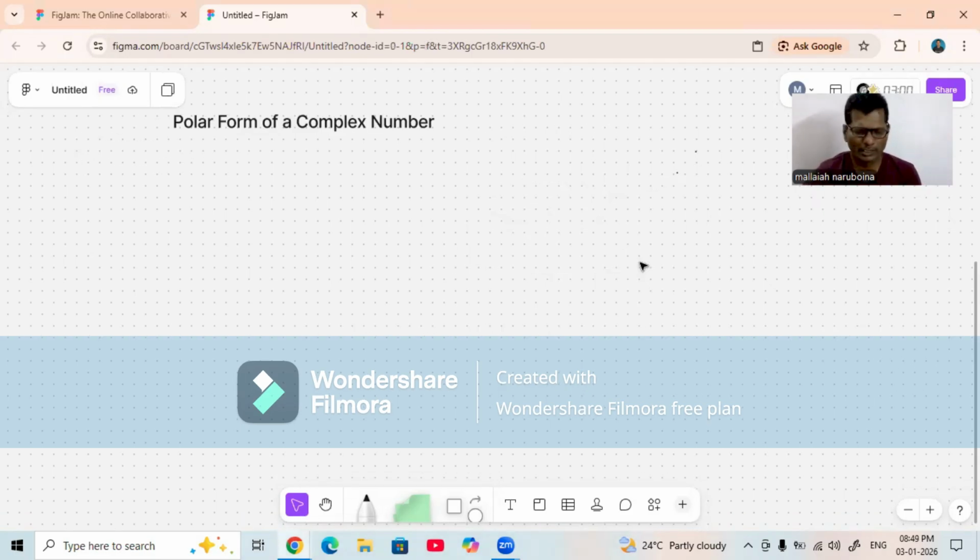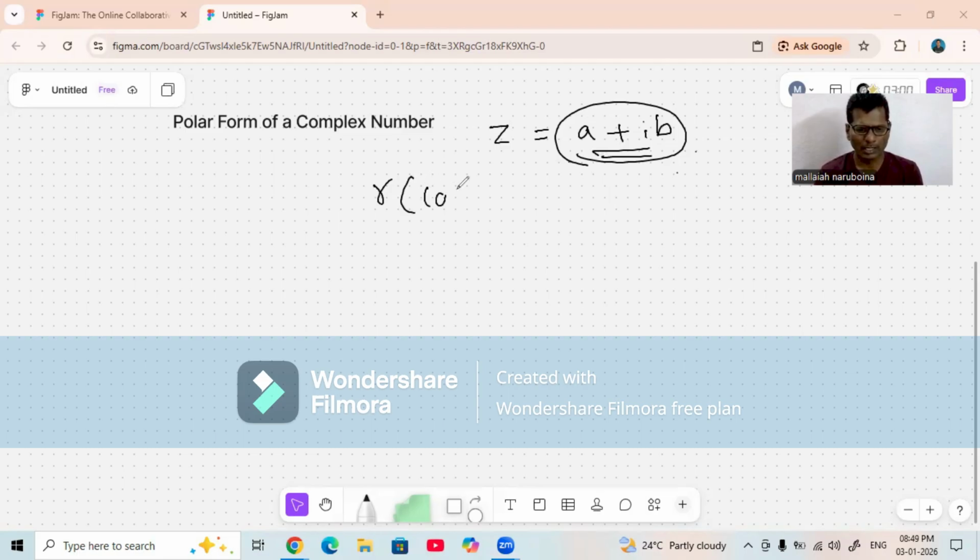Complex numbers can be written in polar form. We know complex numbers are in the form of a plus ib. For this complex number, we have another form, that is polar form. We can express this complex number as r into cos theta plus i sin theta. z is equal to r into cos theta plus i sin theta. This is the polar form of a complex number.